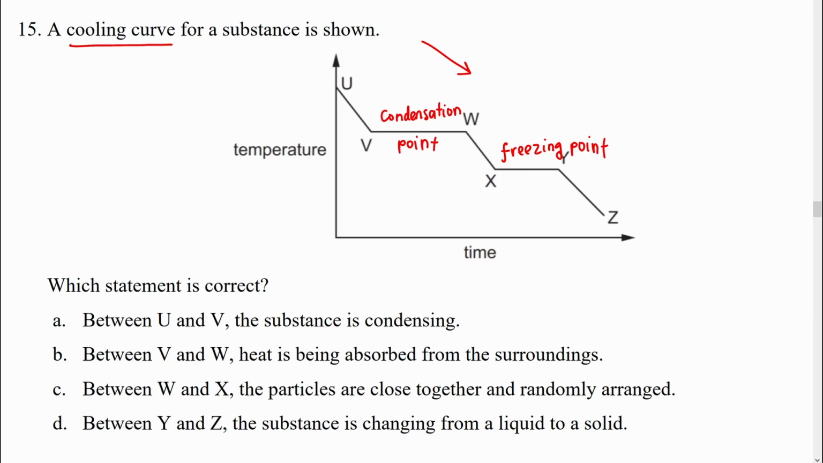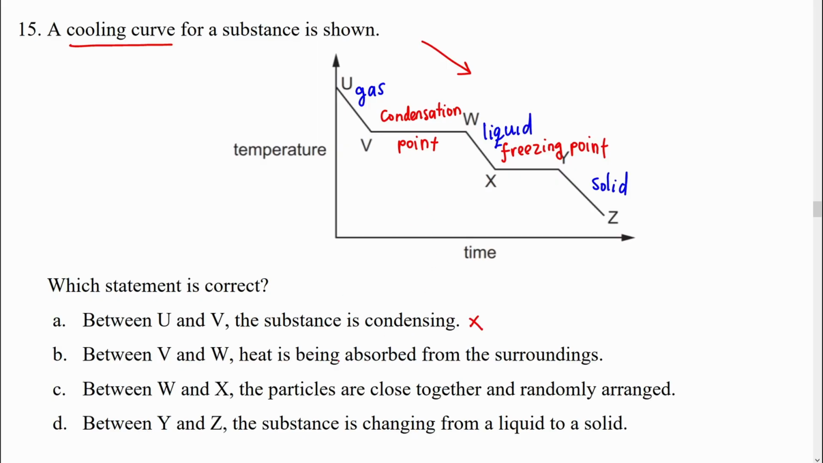And here, the state is just the same as in the heating curve, which is gas. Between the condensation point and the freezing point, it is going to be liquid in here. And Y to Z is going to be solid. So the question is asking which statement is correct. Between U and V, the substance is condensing. U and V, it's not condensing, it's just a state, which is gas. So this statement is wrong.